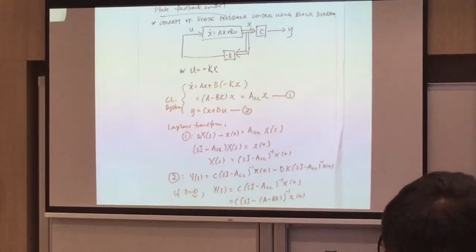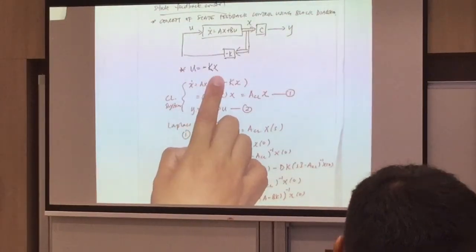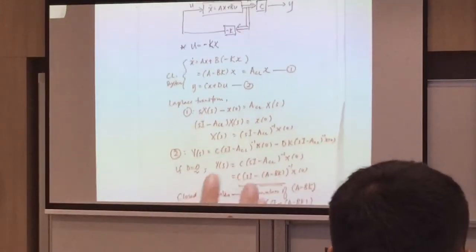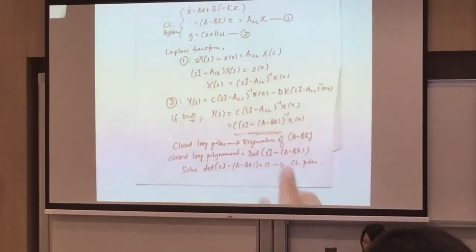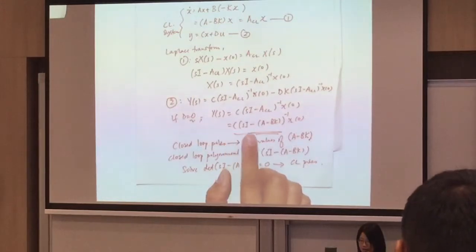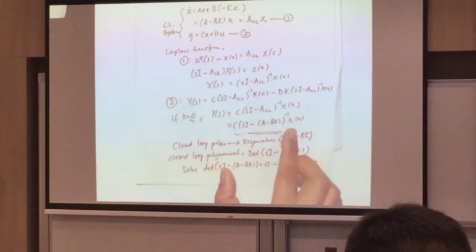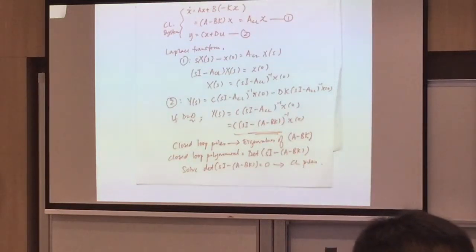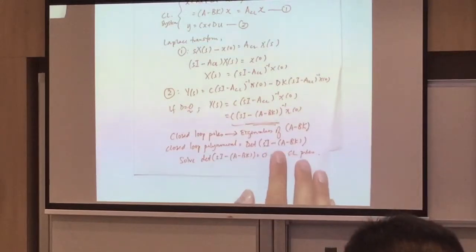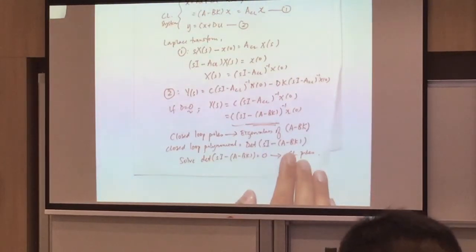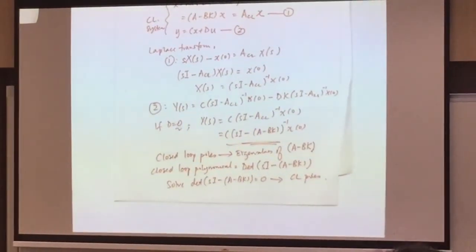The main idea with state feedback control is the control law: u is minus K times x. So we put that in there. At the end of the day, the transfer function is C(sI minus (A minus BK)) inverse B. And the closed loop poles are given by the determinant of sI minus (A minus BK). These are the important concepts that we taught last week.